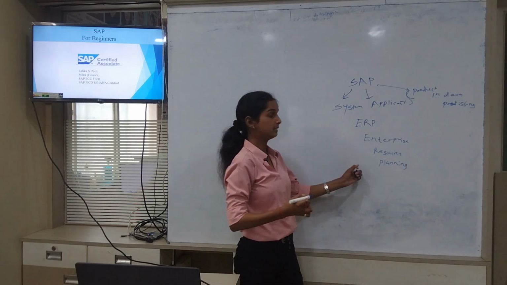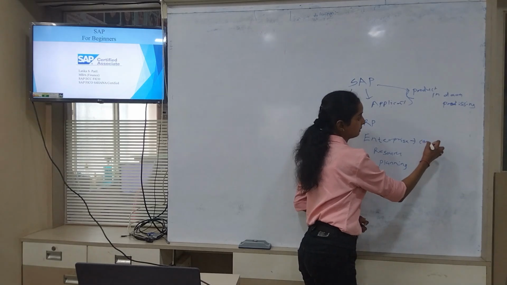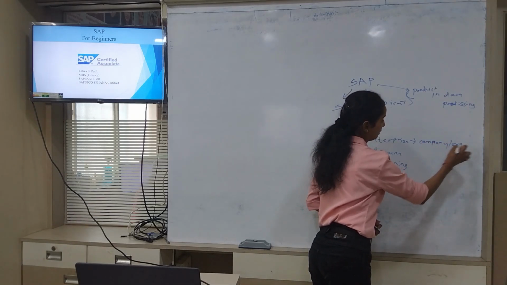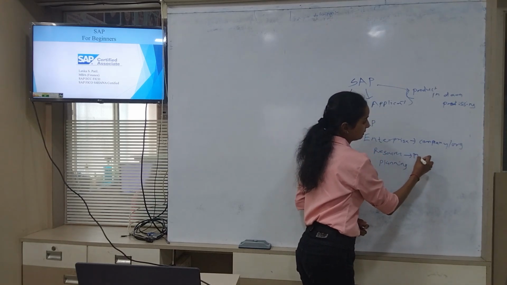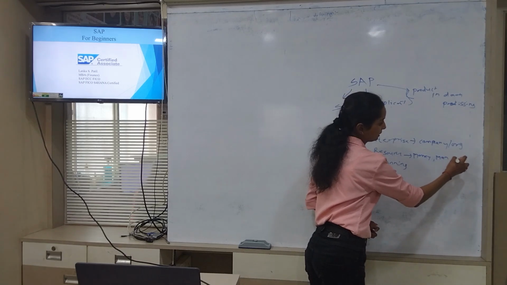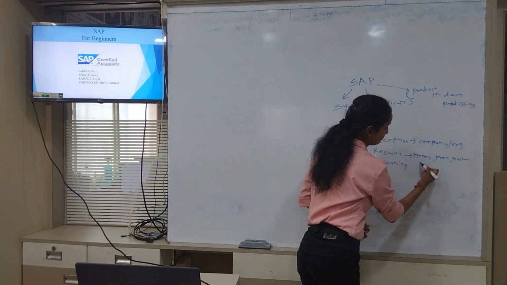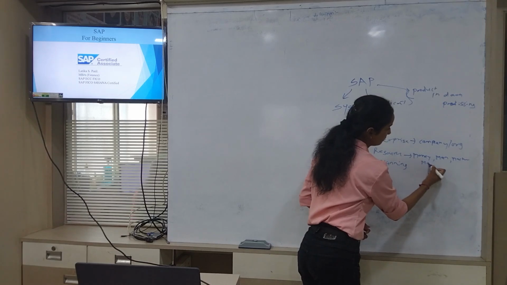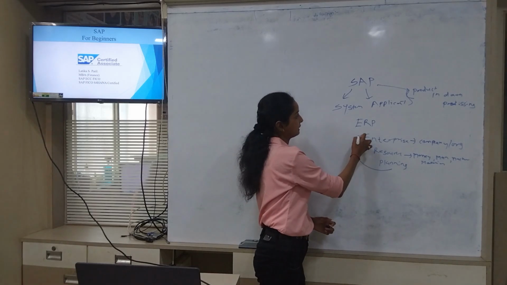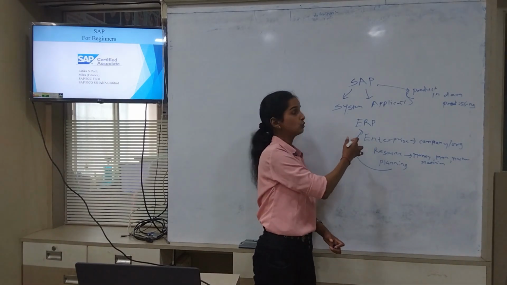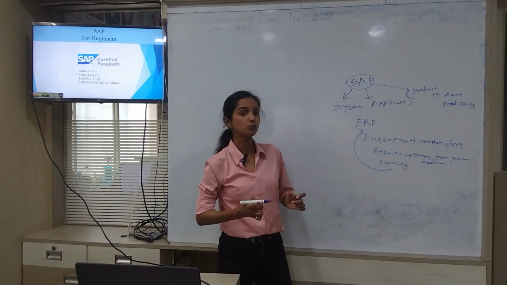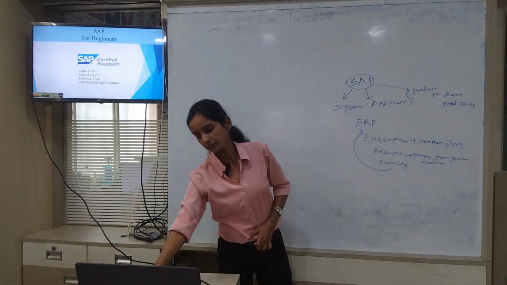In which enterprise is our company or organization, and resources are our money, man, machinery and material. The planning of all these resources in a system is ERP. So SAP is nothing but one of the ERP systems. So we are going to talk about SAP.